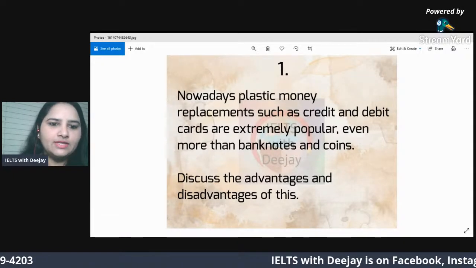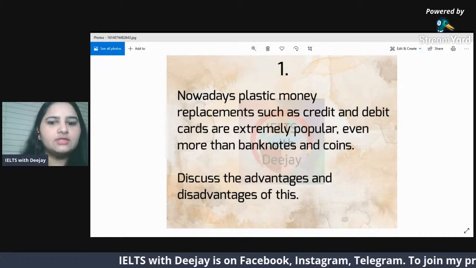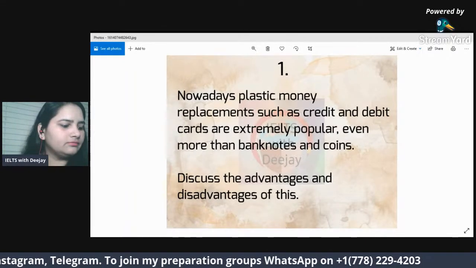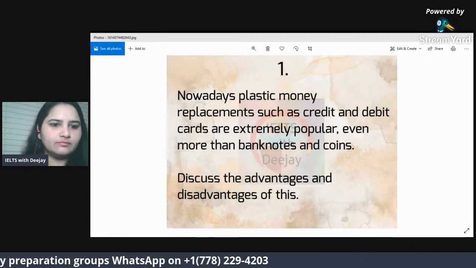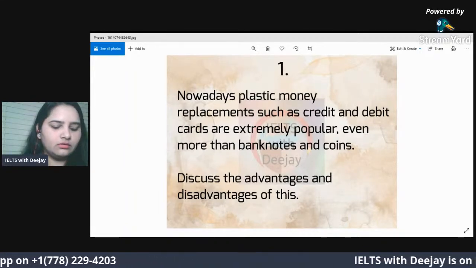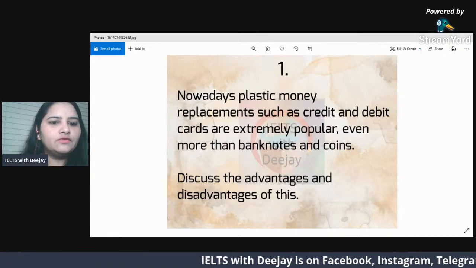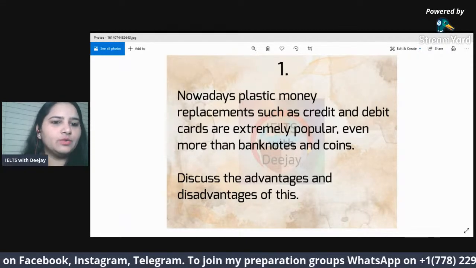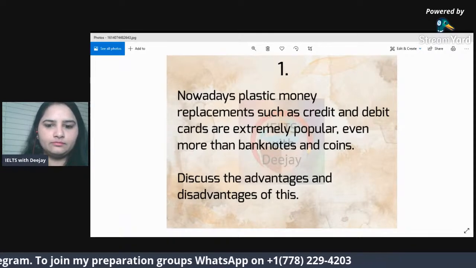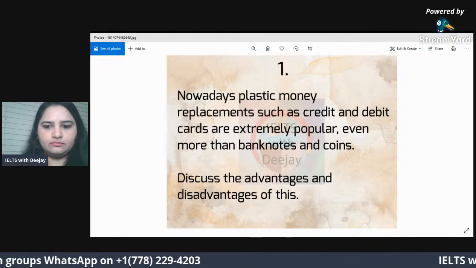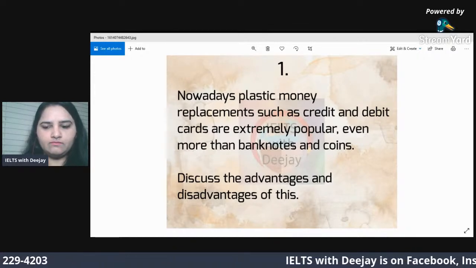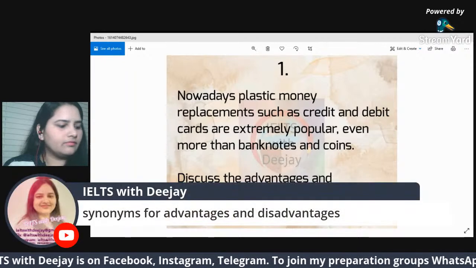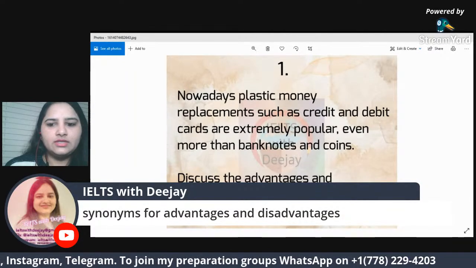How do you write this type of essay when you have to discuss the advantages and disadvantages? How will you write this essay? Like what format you will follow? Let me know in the comment section. And let me know some vocabulary words for advantages and disadvantages. We can write synonyms instead of advantages and disadvantages. Write that as well. Write the synonyms for advantages and disadvantages.